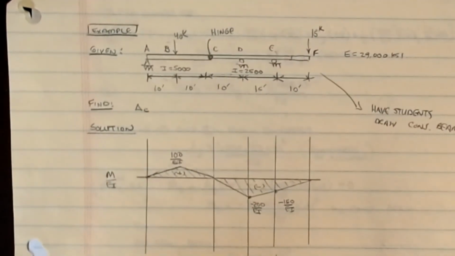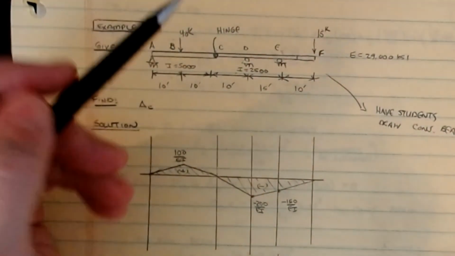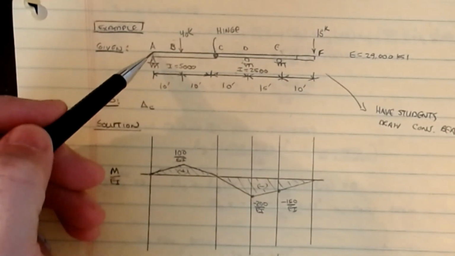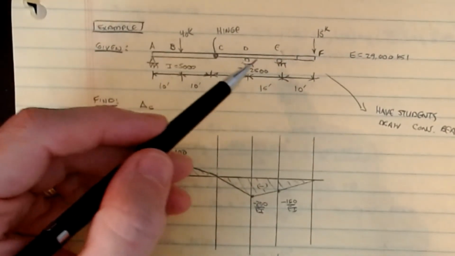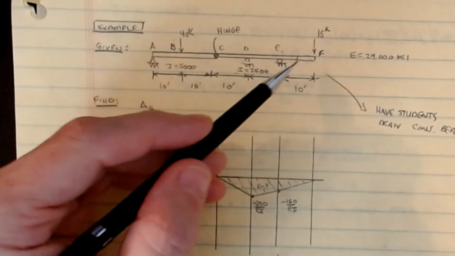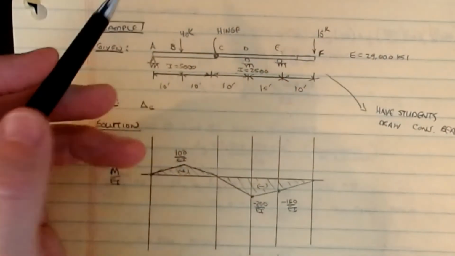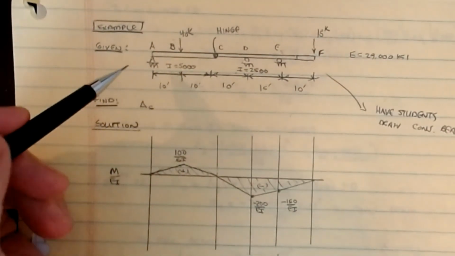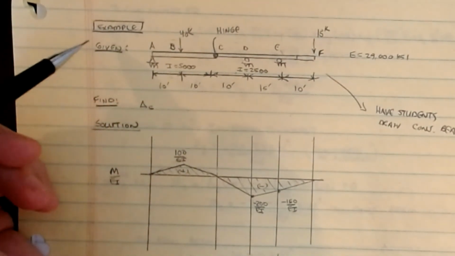All right, let's try one that's a little bit more involved. But it's still the same idea. Now, we won't work this all the way through. The hardest part is basically getting the conjugate structure and the M over EI diagram. So now we have a multi-span continuous beam with a hinge. I've got a beam that is pin supported at A, has a roller at D, a roller at E, and is cantilevered at F with a point load on the end. And then at point C, we have an internal hinge. And all the distances between these are 10 foot, 10 foot, 10 foot.